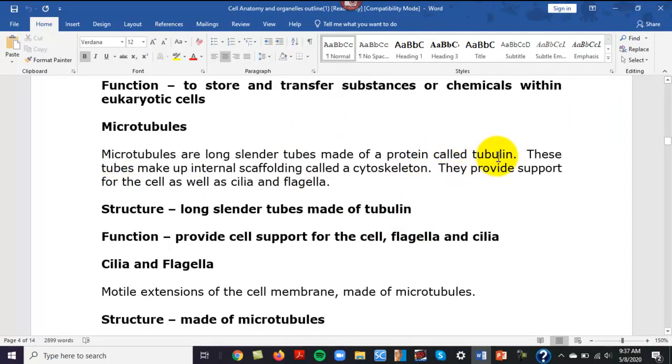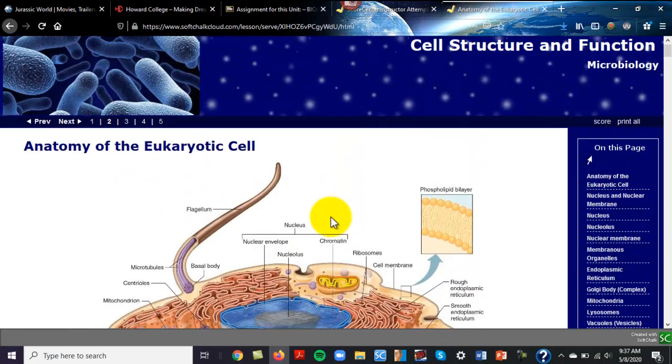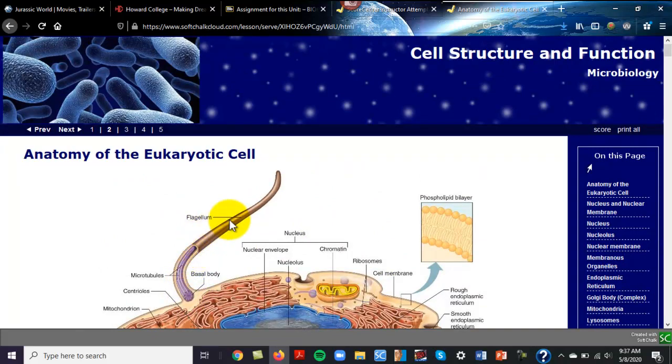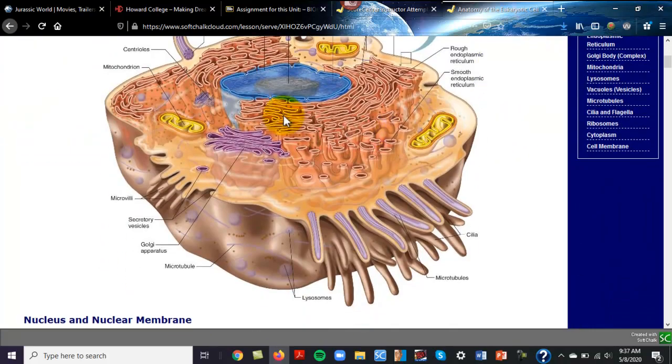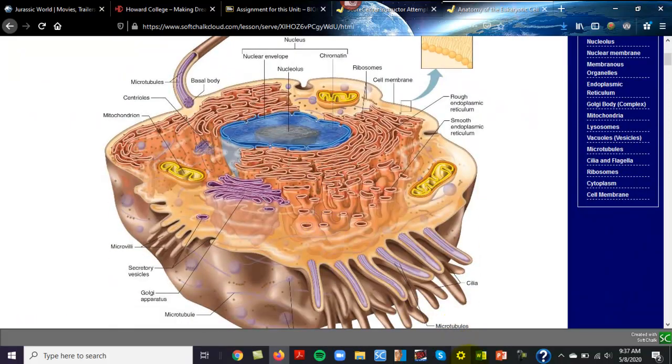They're made of a protein called tubulin. And like it says there, they provide cell support for the cell flagella and cilia. And I didn't point that out. These are cilia. See the little purple tubes that are inside? Here is a flagella. See the tail that's coming off? These over here are called microvilli. Don't worry about these. But yeah, cilia, they're important. They move a substance across the cell surface. And then here's flagella.